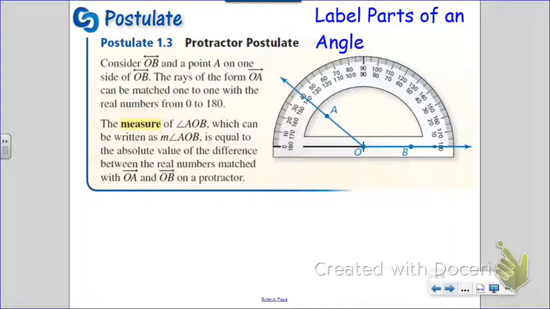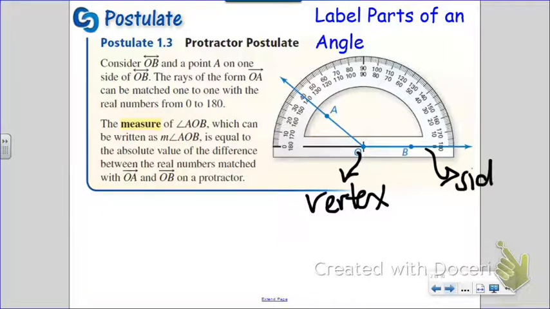Let's take a look at naming and labeling the parts of an angle. We have the vertex of the angle, which is the point where the two rays meet. We have the sides of an angle. There are two sides, they're rays. Ray OB and ray OA are the sides. And then we have the angle itself, which we can name as angle AOB, angle BOA, or simply angle O.